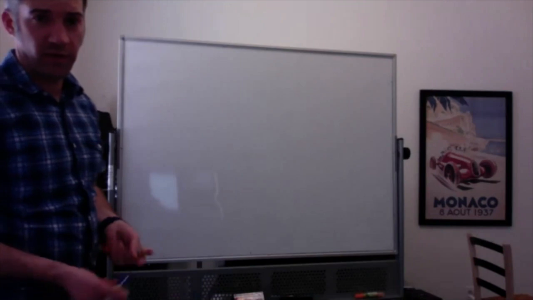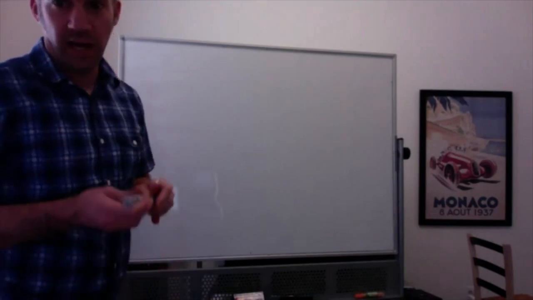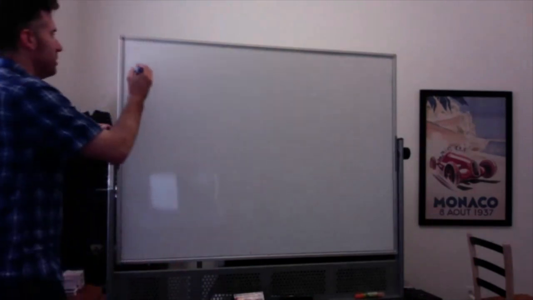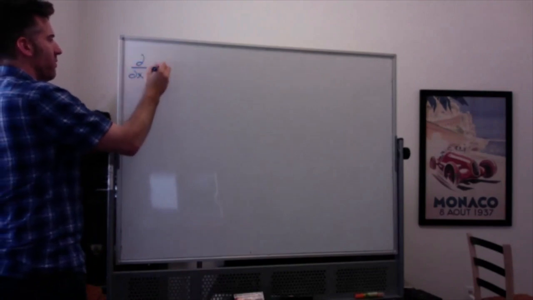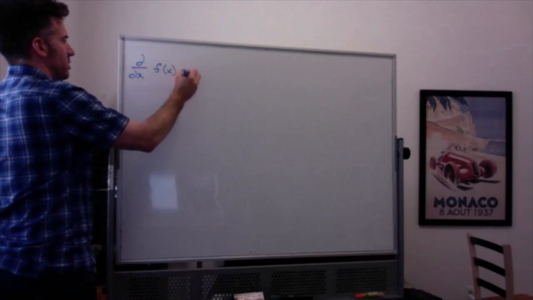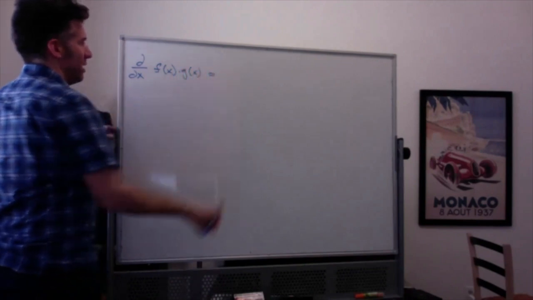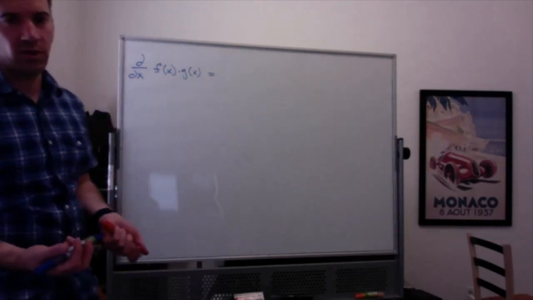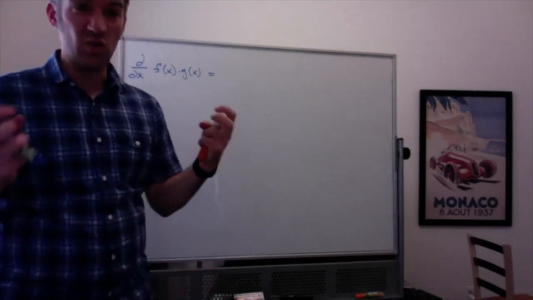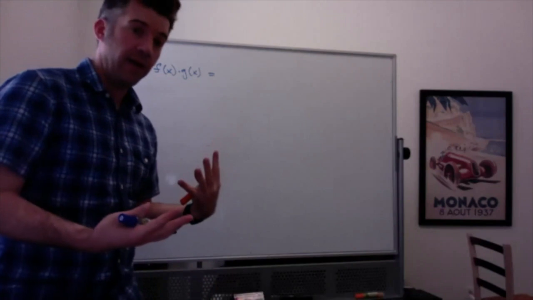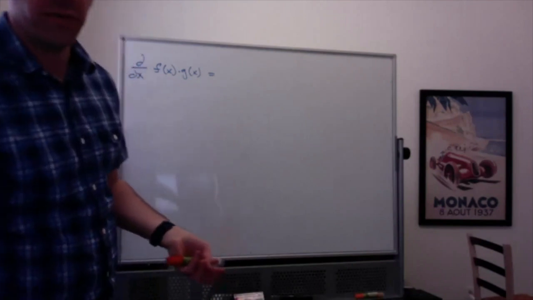But I do think it's worth your while to see how the product rule is proven. And it's not hard to do. So I want to prove the product rule. So I'm going to find the derivative of f of x times g of x. And a lot of the time, when we're trying to find the derivative of a new thing, we go back to the limit definition of the derivative.